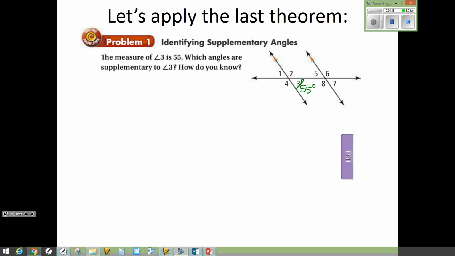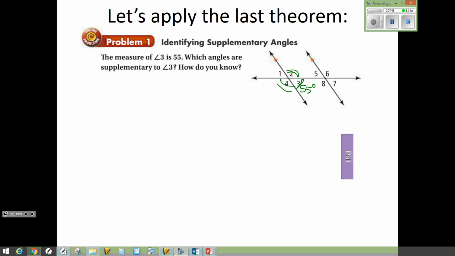So angle 2 is supplementary. Can somebody else tell me why angle 2 is supplementary? What do we call angle 2 and angle 3? Not adjacent. We call them a linear pair. They are adjacent, but the reason we know they're supplementary is because they make a linear pair. Okay, table 1, what's another one? Angle 4, by the same logic, right? It's also a linear pair.